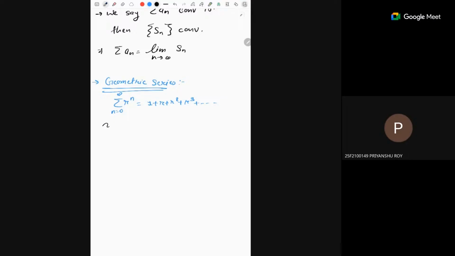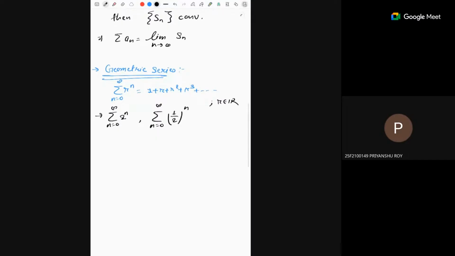One particular example we can take: suppose the series is summation, n ranging from 0 to infinity, of 2 to the power n. This is an example of a geometric series. Also, summation n ranging from 0 to infinity of 1 by 2 to the power n is also an example of a geometric series. So what is r here? r could be any real number. We don't have any restriction on r, so you can take any real number and talk about the series.